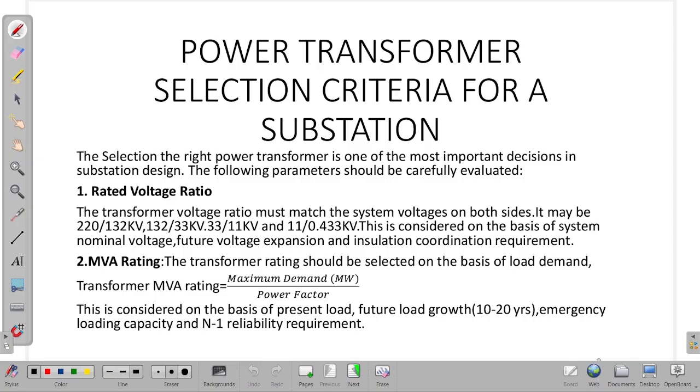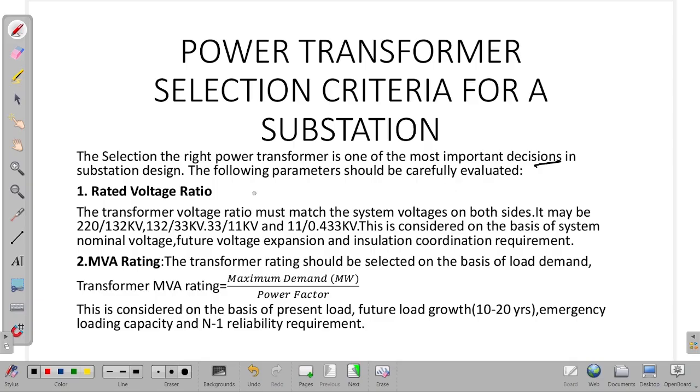The selection of the right transformer is one of the most important decisions in substation design. There are several parameters for that which have to be properly evaluated.